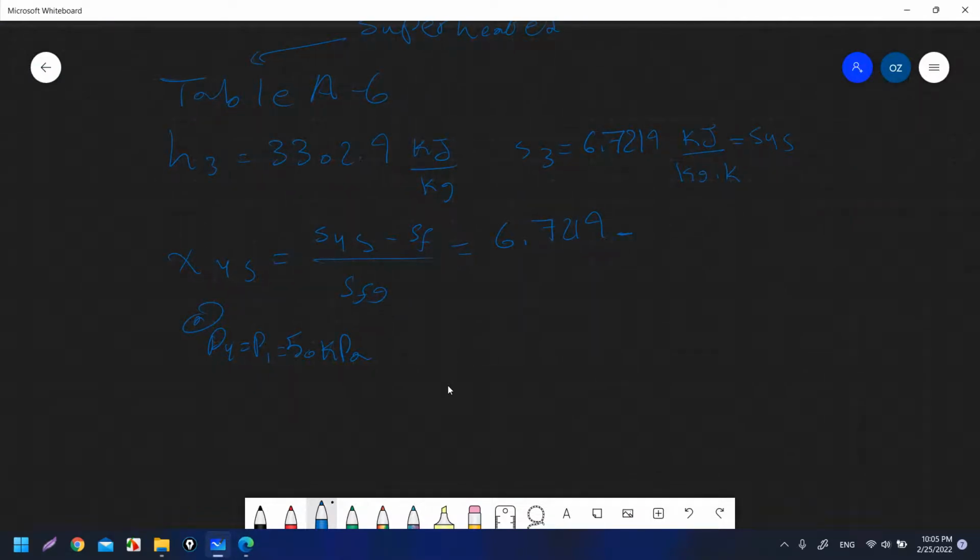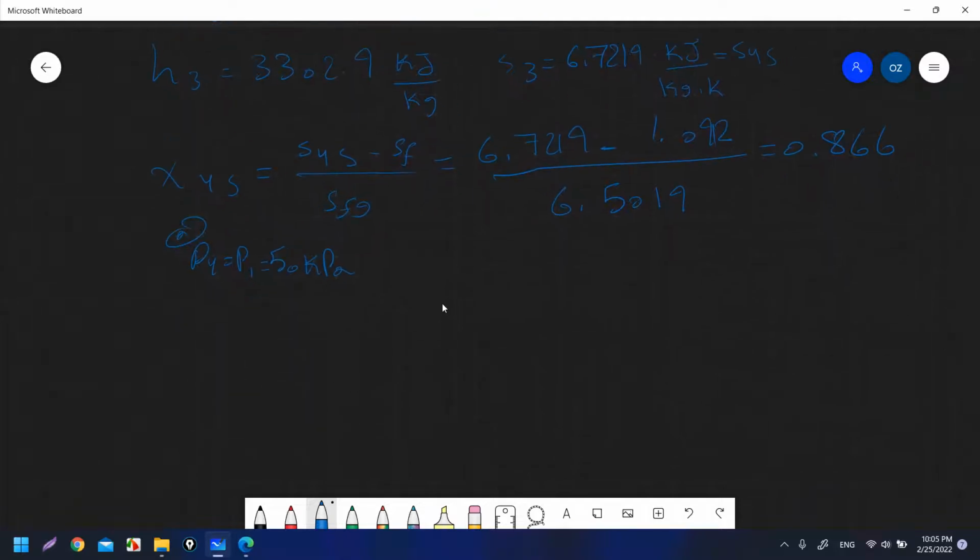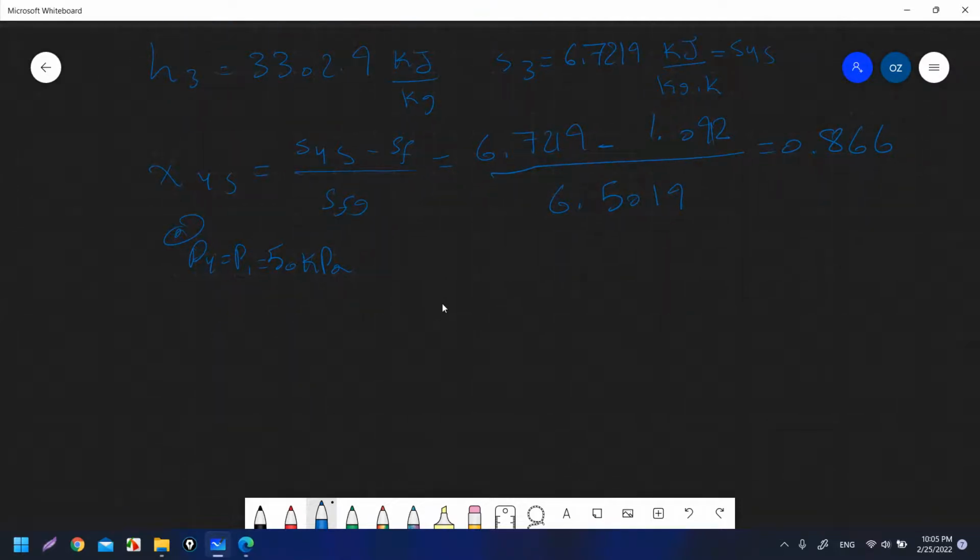Minus SF, 1.0912, over SFG of 6.5019, and this will give me that X for S is 0.866. Now this one is less than 1, so I will use this equation to find H for S. H for S equals HF plus X for S times HFG.